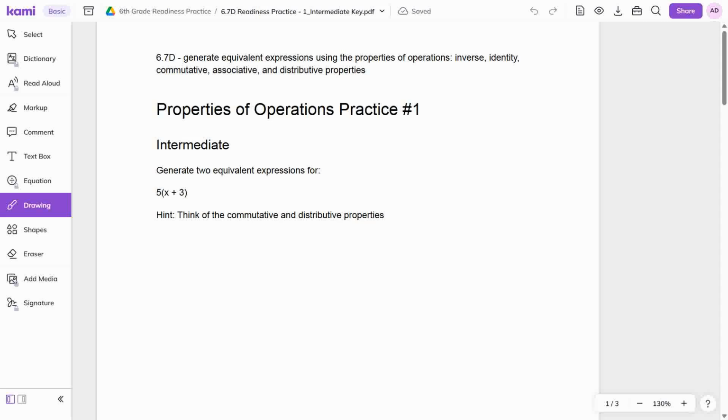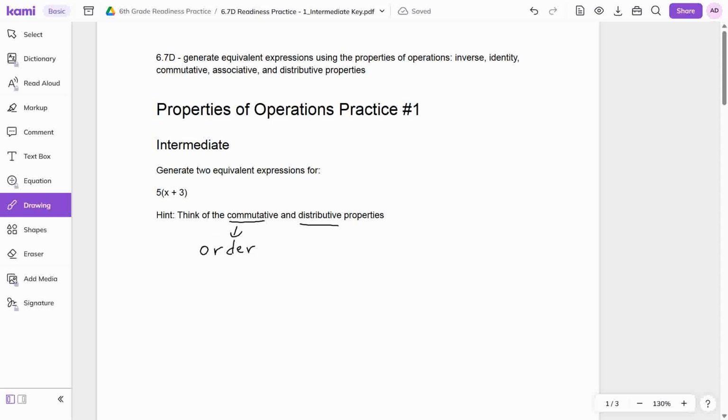So first, we have to generate two equivalent expressions for 5 parentheses x plus 3. And so let's think about these properties here. What does the commutative property tell us? Well, the commutative property is sometimes called the order property.